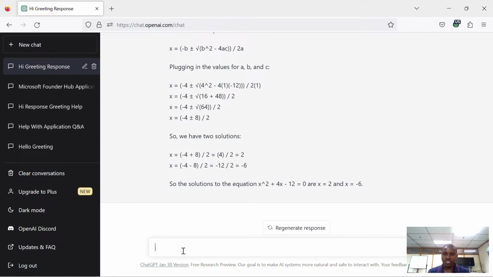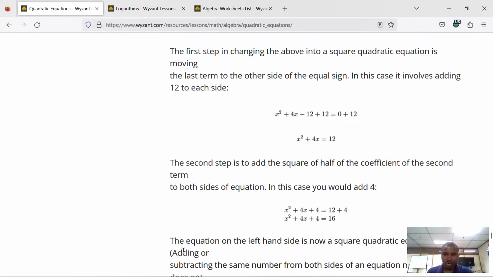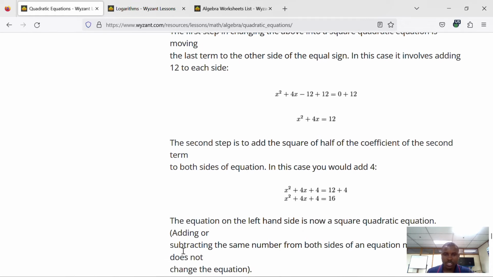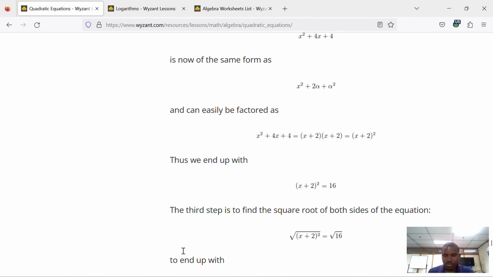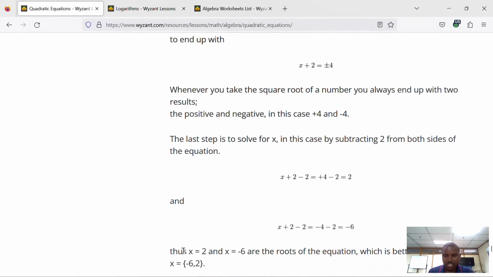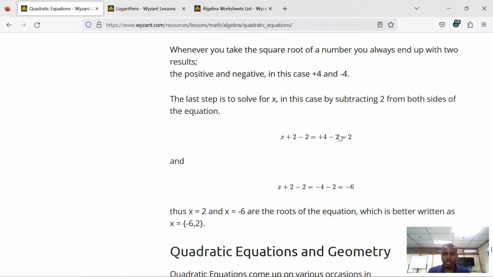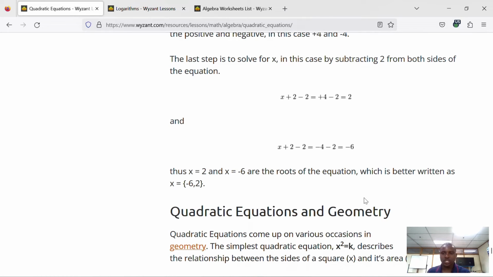Let's confirm if it is actually correct. Maybe it has actually given us the wrong answer. So let's see if it is going to be correct with this one. The second step is to factor x squared plus 4x, and you are going to end up with something like this. So at the end, we are going to get our x is equal to 2 or minus 6. As you see, we've got our two values: x is equal to 2 and x is equal to minus 6.